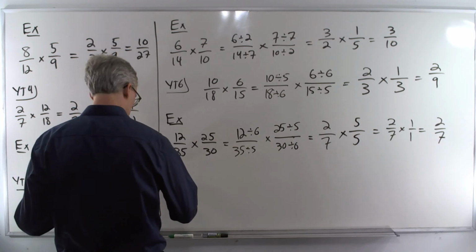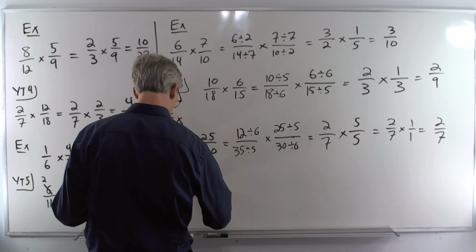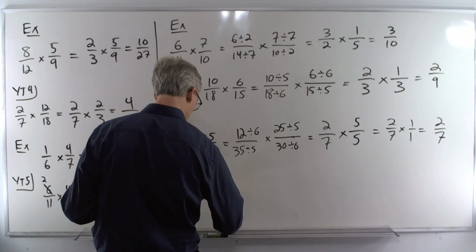Your turn, number 7. 16 over 24 times 18 over 40.